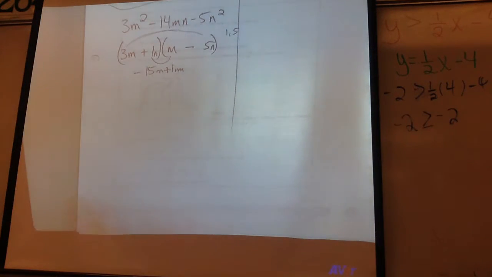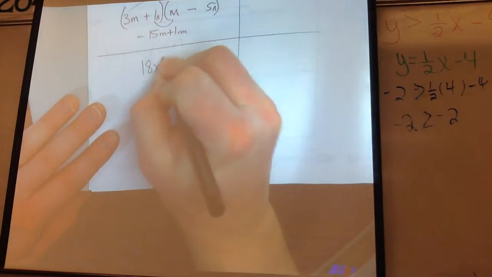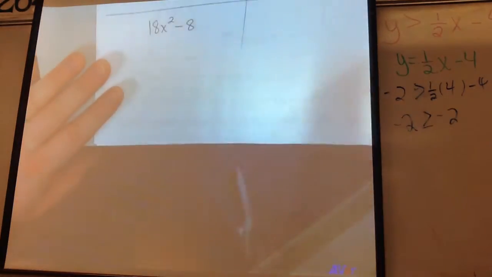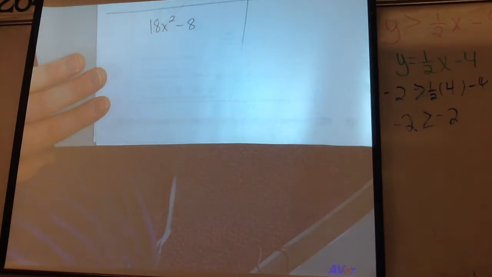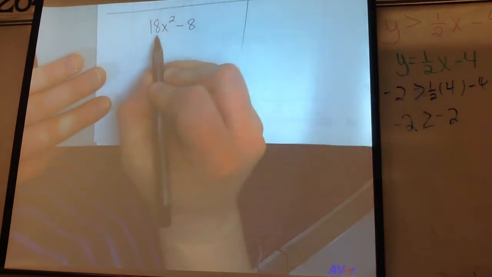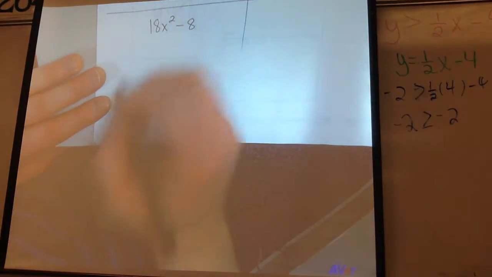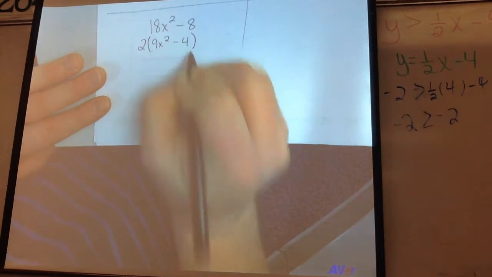Don't let those fool you, because that's on the worksheet I just gave you. It'll have two letters, and you just put that other letter in there. The other thing on this worksheet: many of them you'll look at and think, that's not a difference of squares, so I can't factor. What's the first thing you always need to look for? What they have in common. 9 doesn't go into 8, but 2 does. Pull out a 2. That leaves 9x squared minus 4.